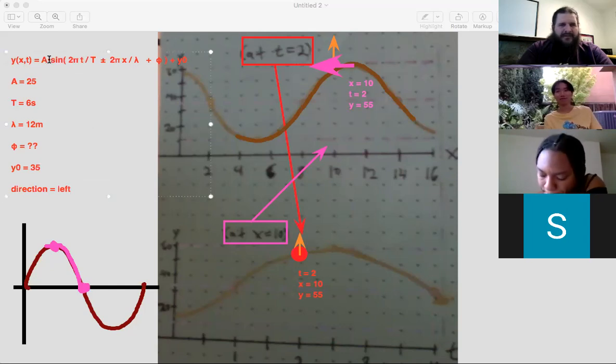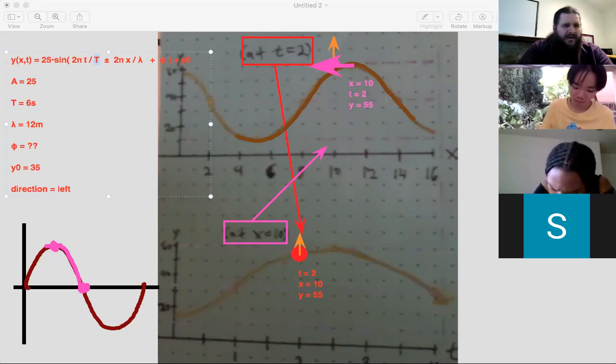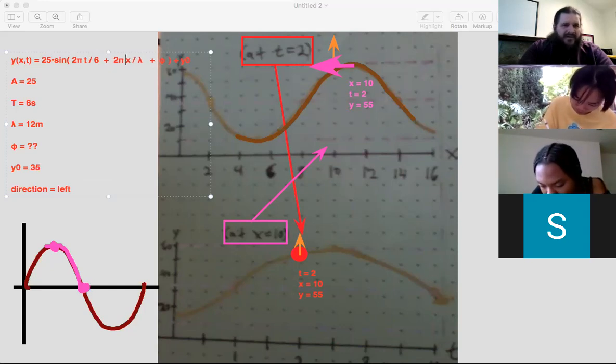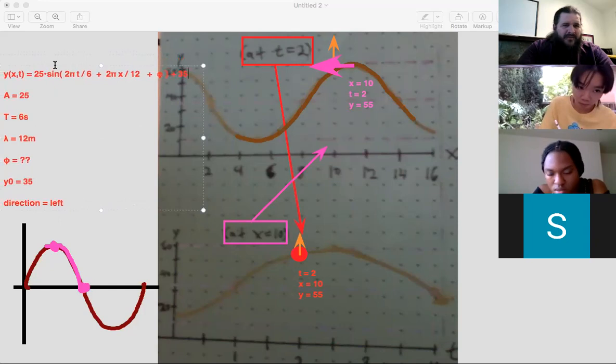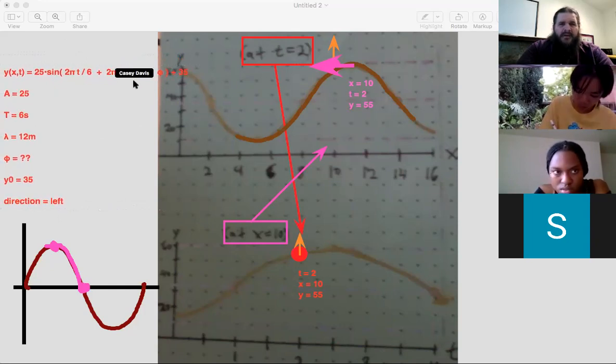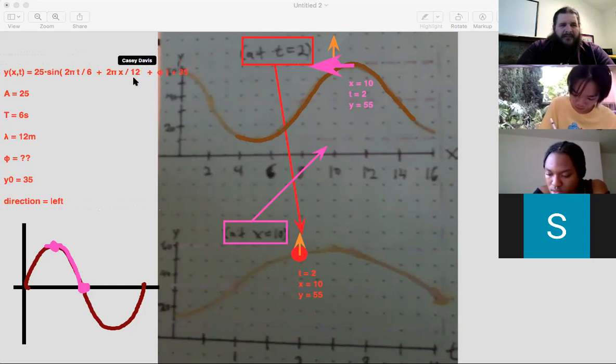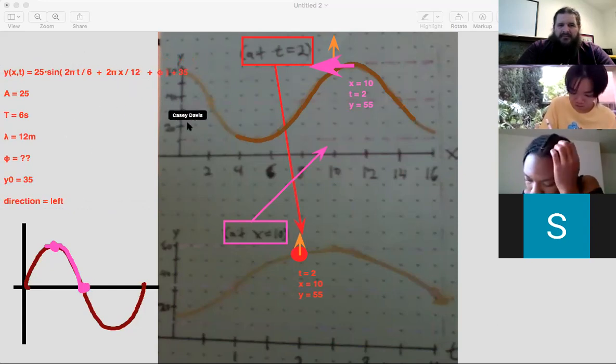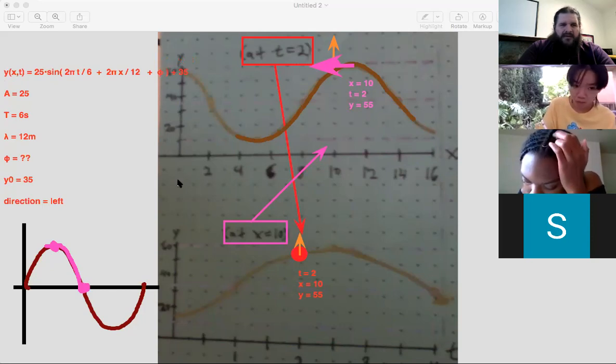And at this point, we should be able to fill in everything we know. The amplitude is 25. The period is 6 seconds. It's moving to the left, so we should use plus instead of minus. We know the wavelength is 12 meters. We know the vertical shift is 35. So we now have all the information about this wave except for phi. And to calculate phi, all we need to do is plug in any point on either graph. Because if you can plug in values for x and t, then we can actually solve for phi.